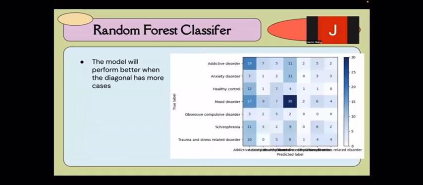And this is the confusion matrix visualization for our best performance. In theory, the model will perform better when the diagonal has more cases. In this case, we can see that mood disorder and addictive disorder have relatively more correctly predicted cases, because these two are the majority classes over the whole dataset.